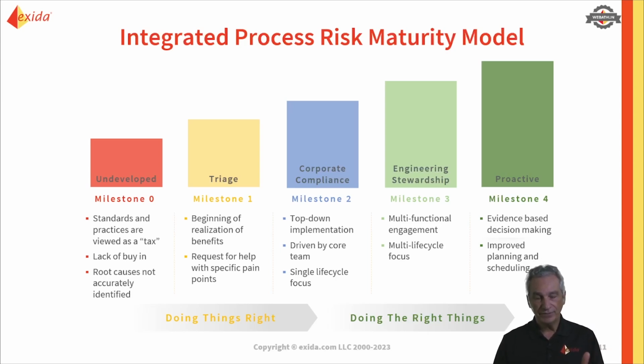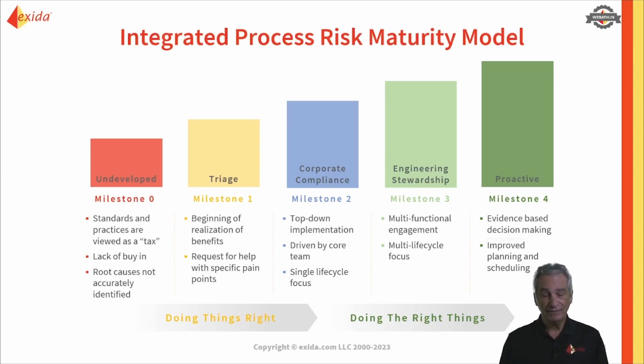When we get to milestone 2 now, this is where there's some corporate compliance. So the culture is progressing to the point where now the management understand and need to comply. And so therefore it's a top-down implementation. Typically there's some core group that's assigned, and more or less they will be focusing on one life cycle, usually the safety life cycle, to start with. So you can see what we're ending up doing, going left to right. We're going from doing things right to actually doing the right things.